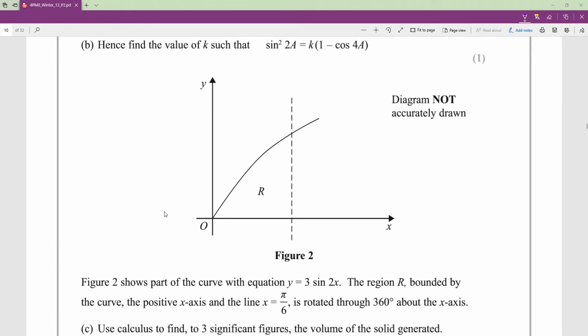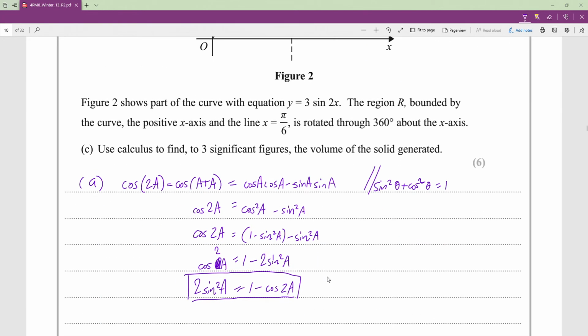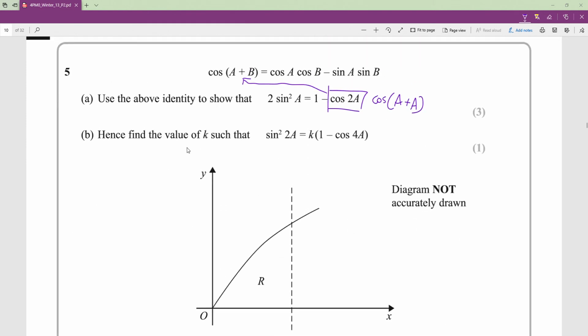That's excellent. QED, quod erat demonstrandum, meaning that we have shown as you have asked. Hence find the value of k such that sin squared 2a is k(1 minus cos 4a).